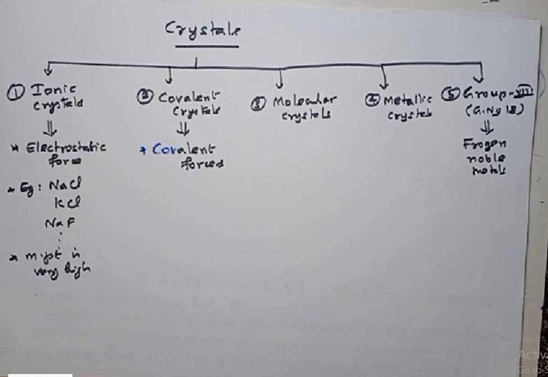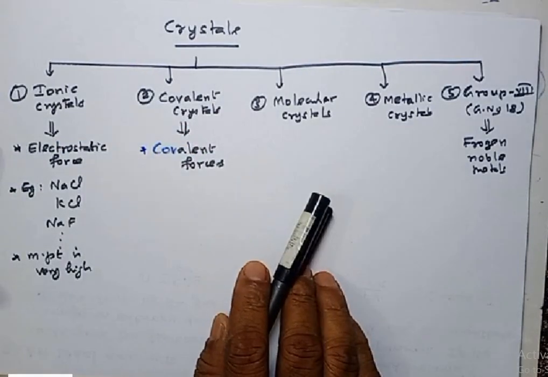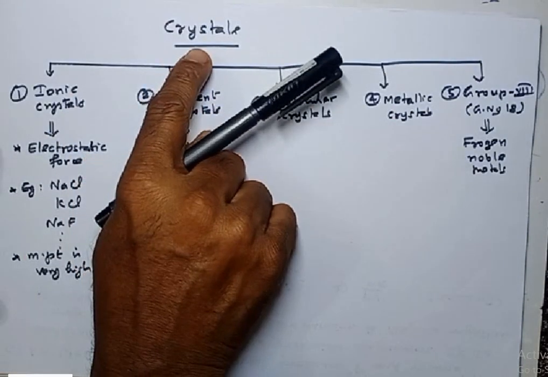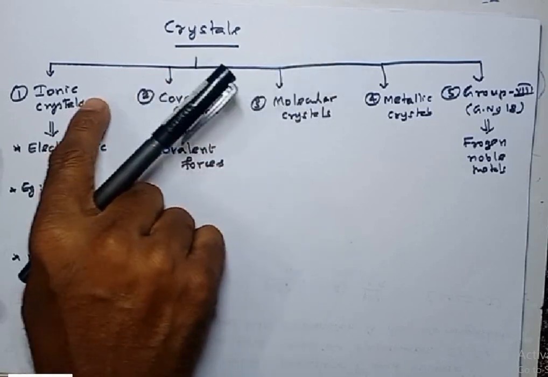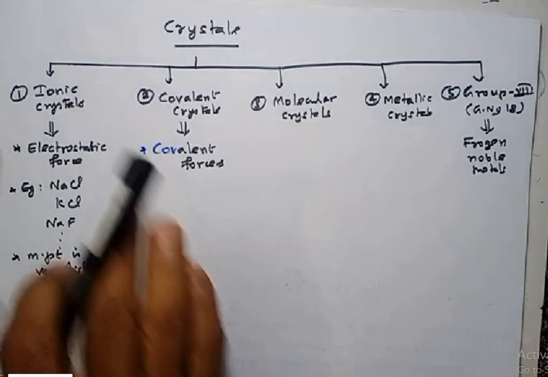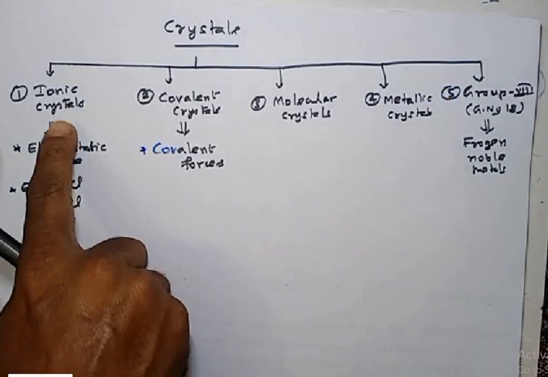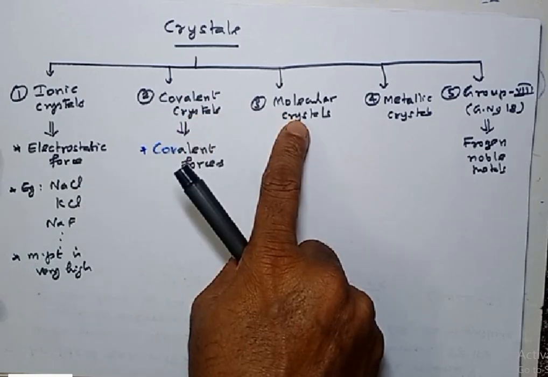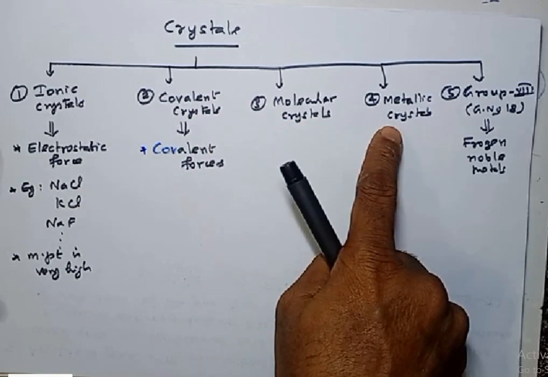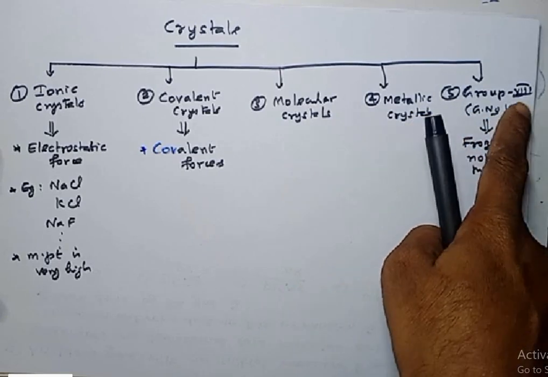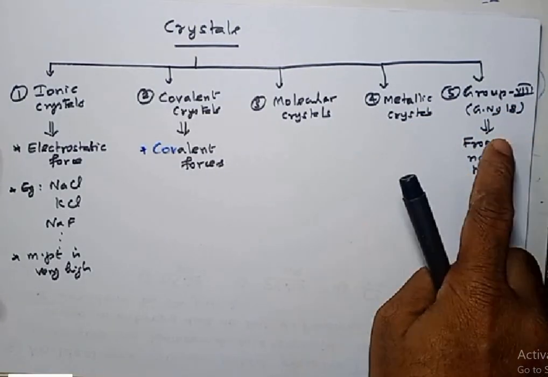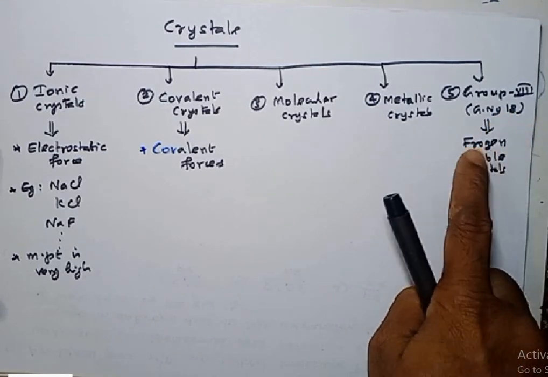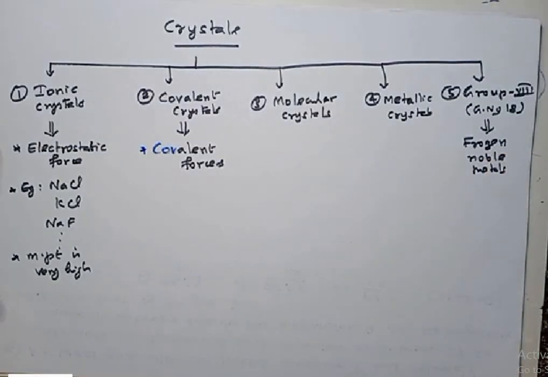Okay, listen, let me give you the detail again. We classify crystals into different types. These are the different types of crystals we have. Number 1, ionic crystals. Number 2, covalent crystals. Number 3, molecular crystals. Number 4, metallic crystals. Number 5, group 8 crystals, or according to the modern periodic table, group number 18 crystals. We also call them frozen noble gases.